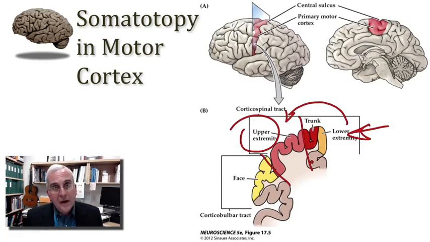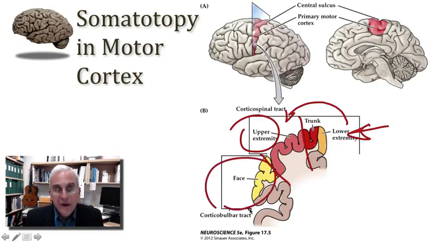And then just lateral and inferior to that region, just as the central sulcus tends to straighten out, we find representation of the face in the inferior 1/4 or 1/3 or so of the precentral gyrus. So this organization from lower extremity through trunk to upper extremity and then to face is something of a mirror image of what we found in the postcentral gyrus.